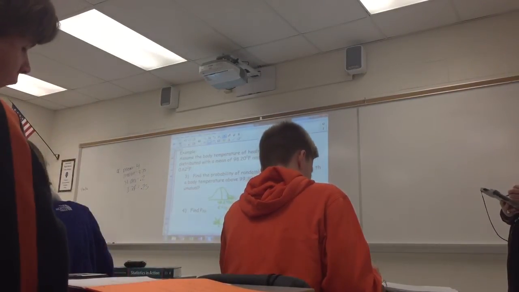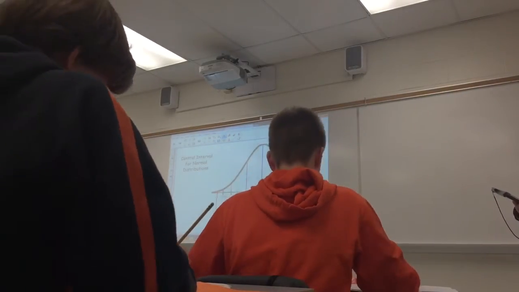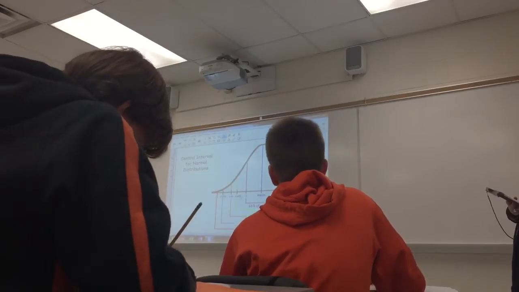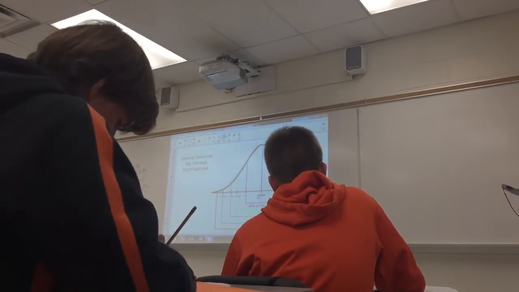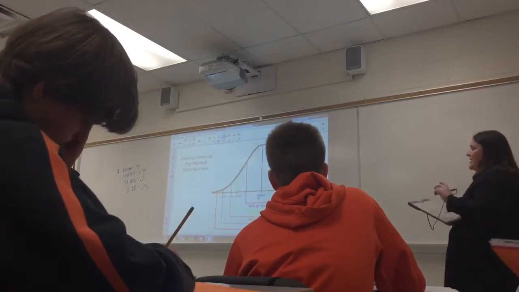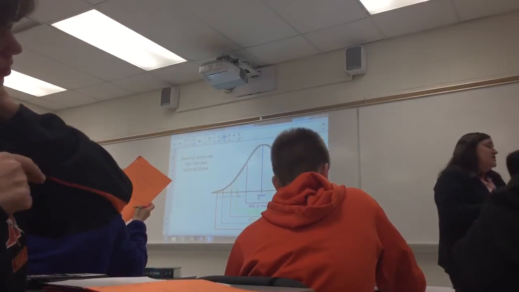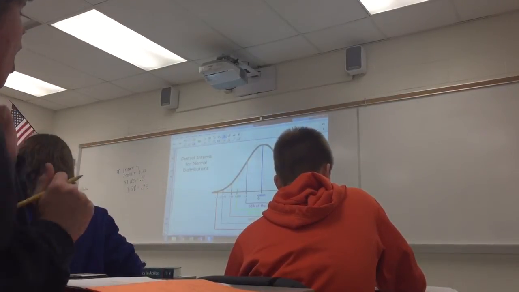Okay? And then just lastly, here are the intervals for our normal distribution. About 68% fall within one standard deviation of the mean on either side. 95% within two, and 99.7%. So three standard deviations is 99.7% of our data.